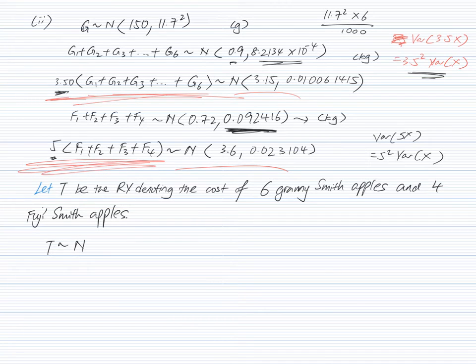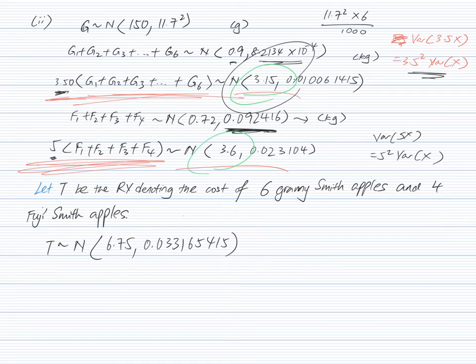So basically what I'm going to do next is add the two normal distributions, this and this. I'm adding up all the cost of 6 Granny Smith and 4 Fuji, so I'm adding this and this. That should give me a total mean of 6.75. Same thing, I'm going to add the variances. That gives me 0.033165415.